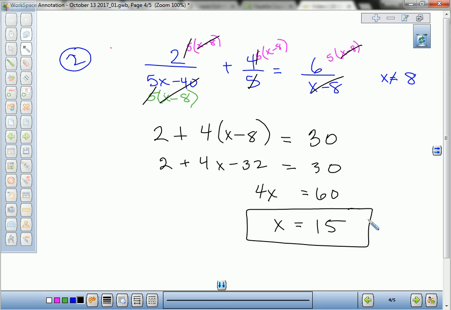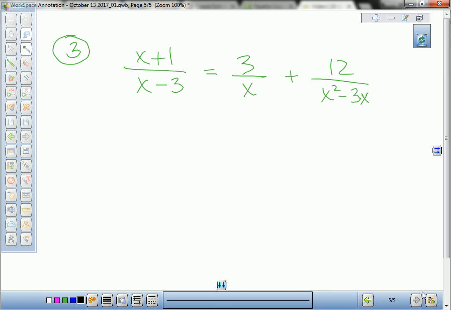Okay. Number 3. x minus 3, x times x squared. That's the common denominator. So what are my excluded values for x? 3 and 0. So x cannot be 3 or 0.